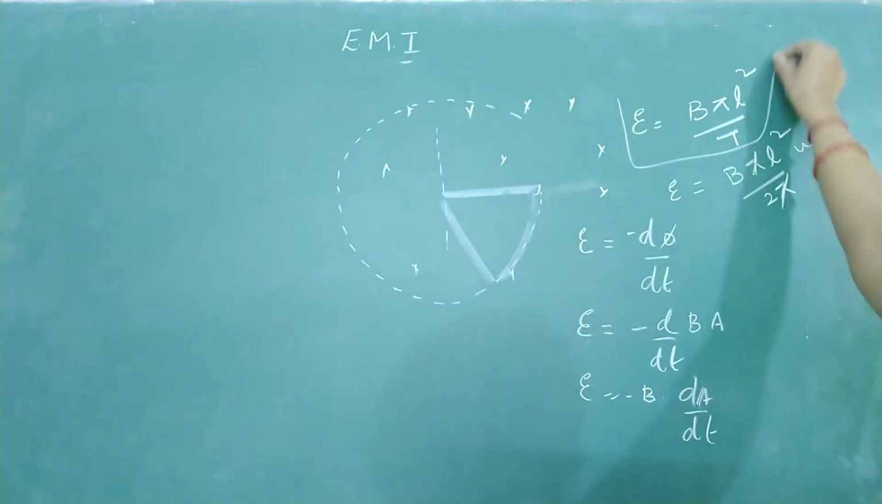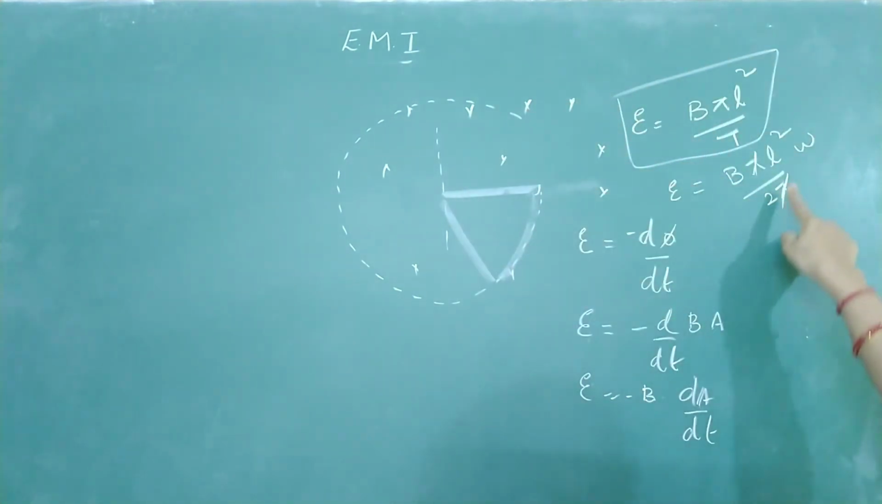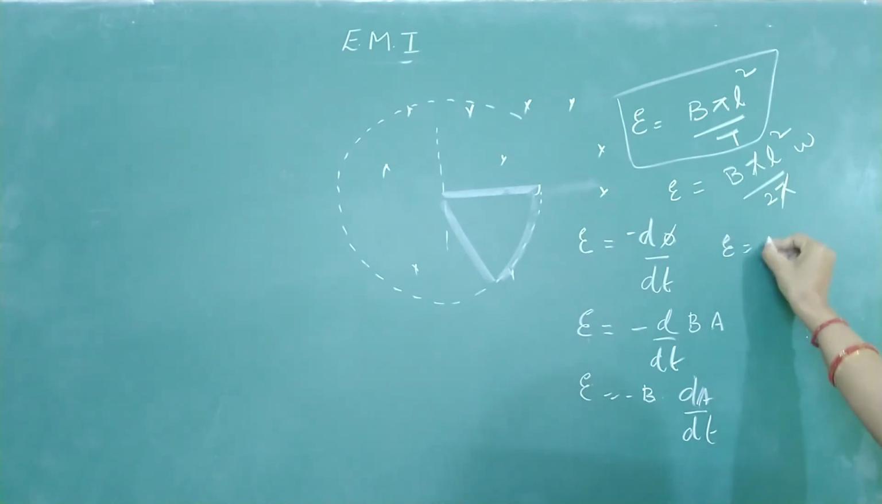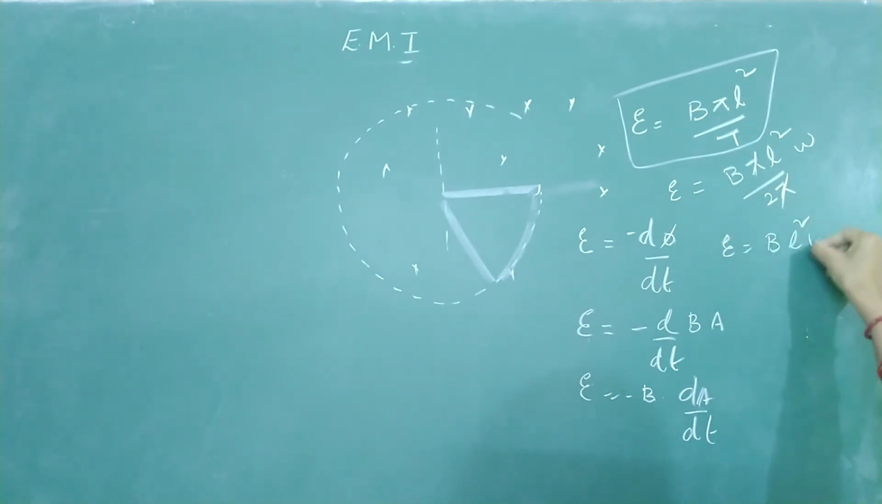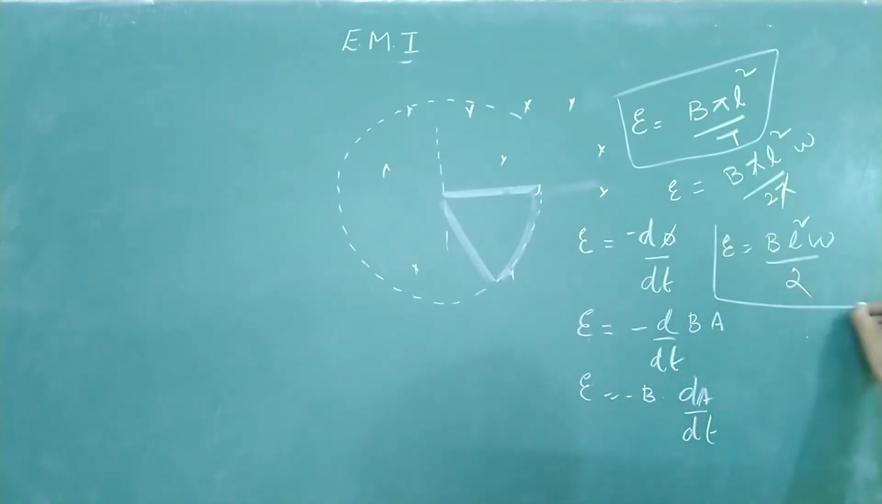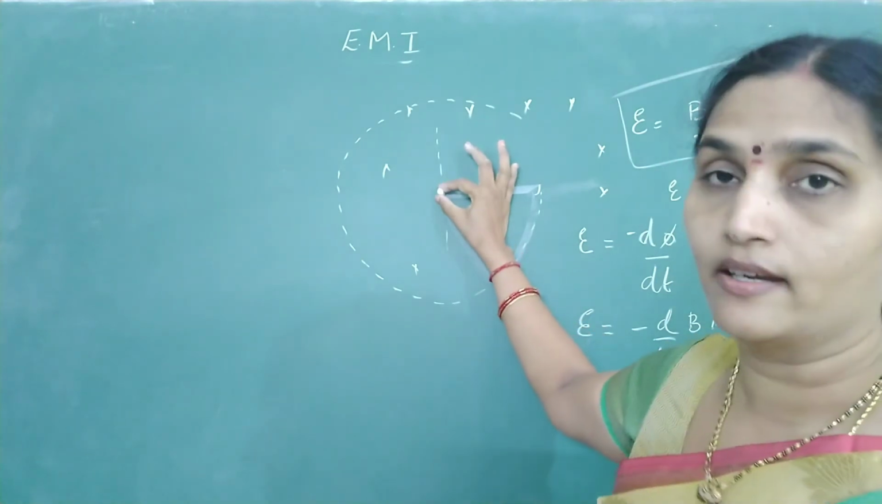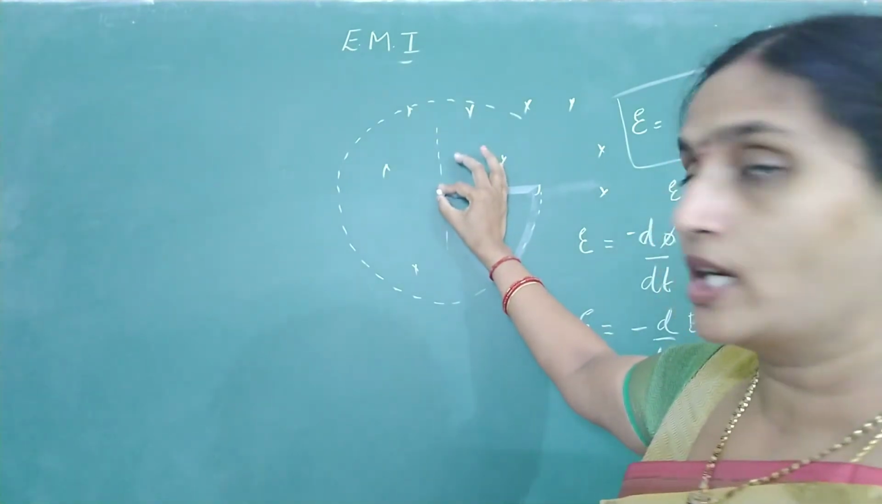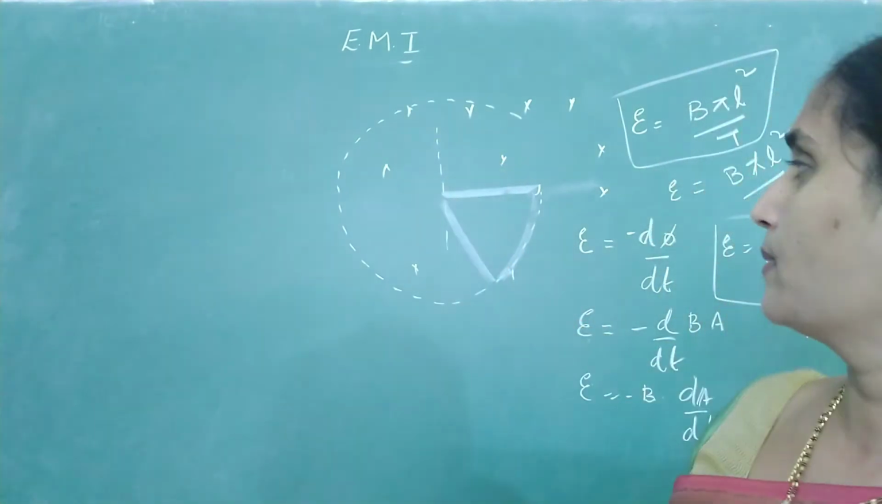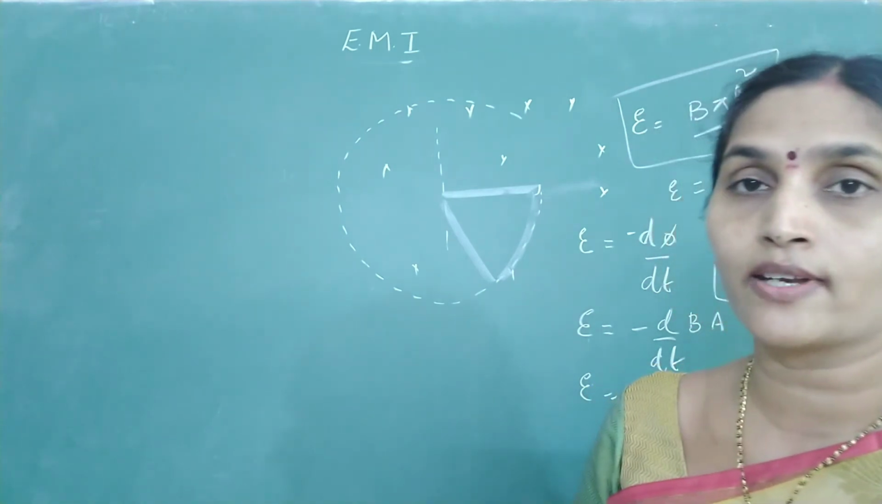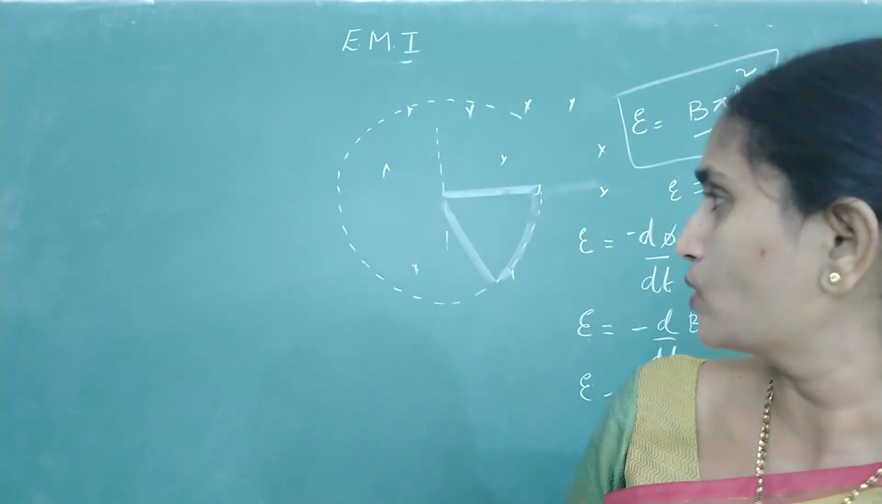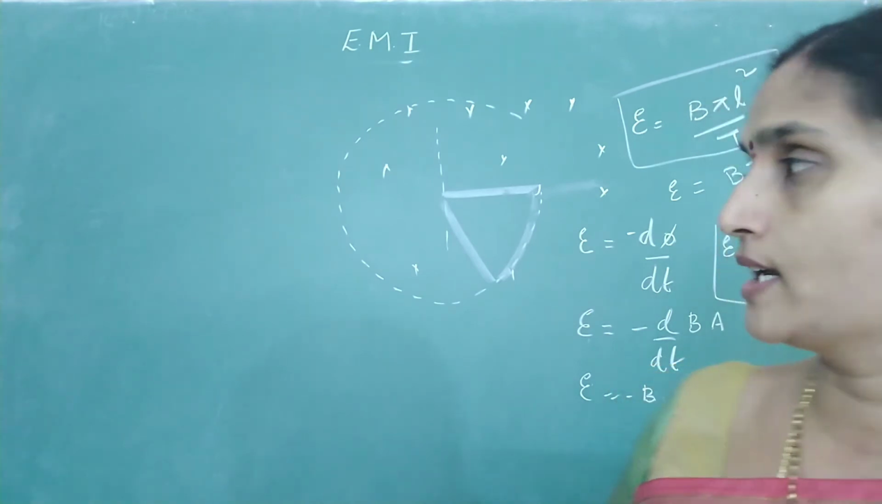This is in terms of time period or frequency. In terms of omega, what is the induced EMF? B L square omega divided by 2. This will be your induced EMF, provided you are rotating it about one end. But remember, if you are rotating it about one end, they may sometimes ask you which end is positive and which end is negative. How do you know which end is positive and which end is negative?